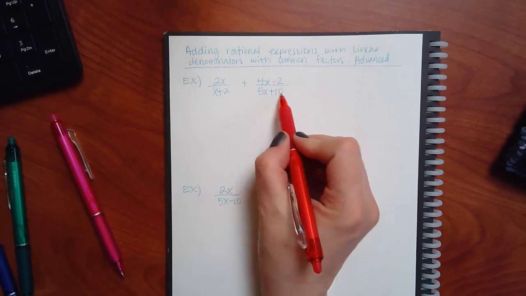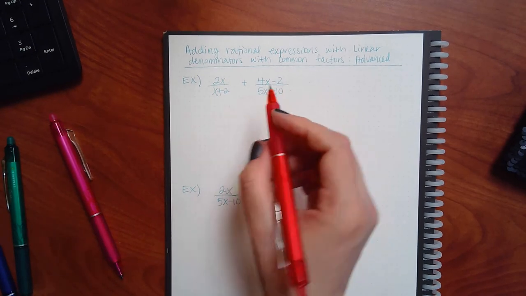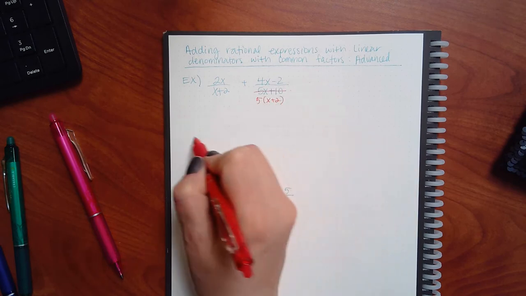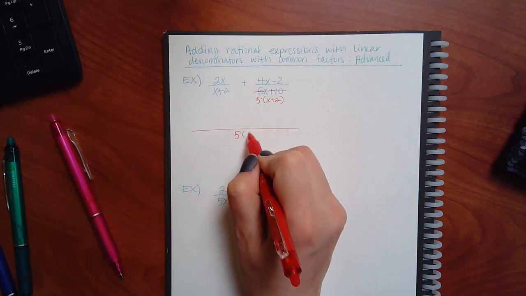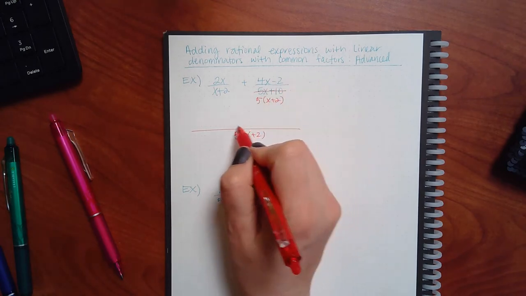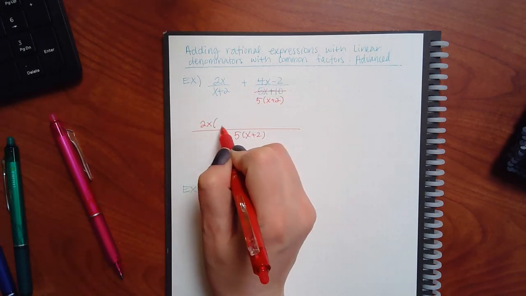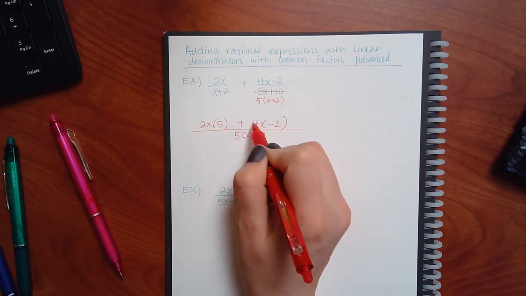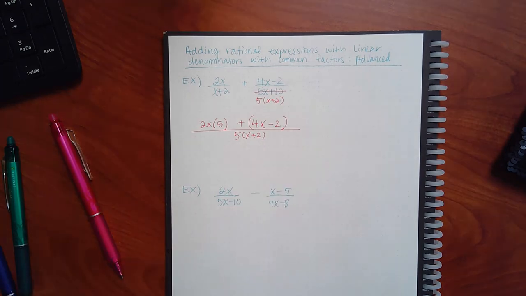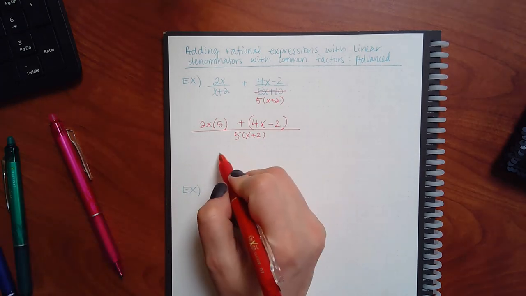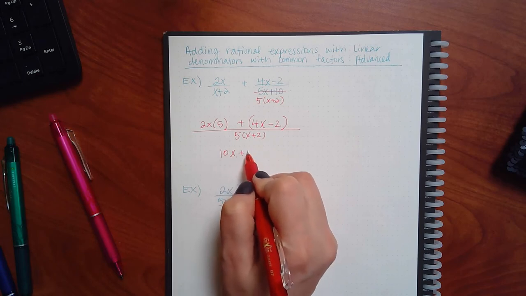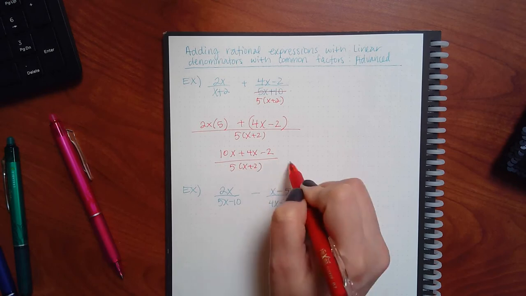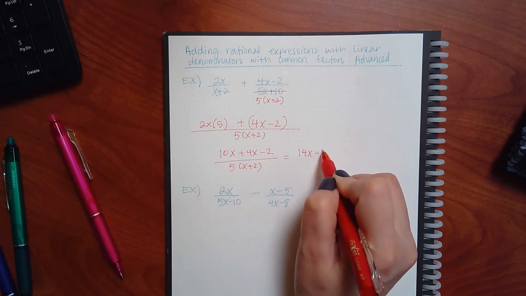So let's see. This is not factored, though. Take that 5 out, and you're going to have x plus 2. So then the LCD would be what? 5 times x plus 2. And since I need to be multiplied by 5 on the other side, and then this side does not need to be multiplied by anything, right? But the plus sign does apply to the whole thing, but it's not going to change anything. So this is going to be 10x plus 4x minus 2, which gives us 14.